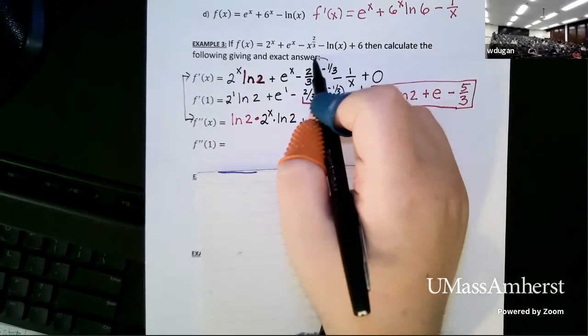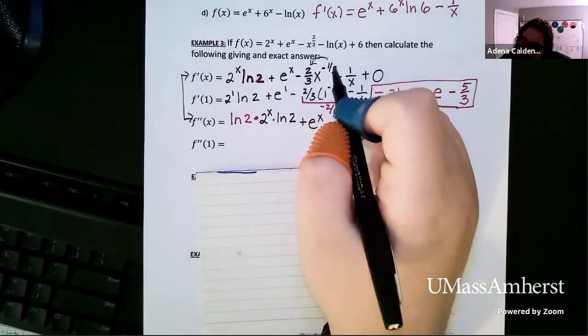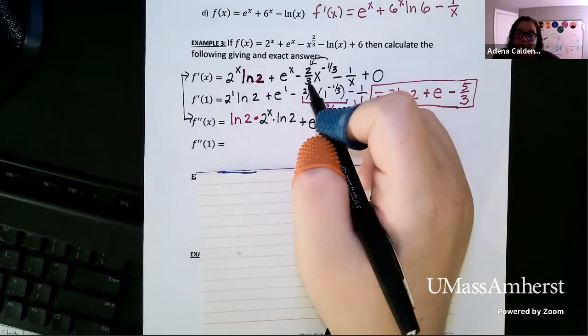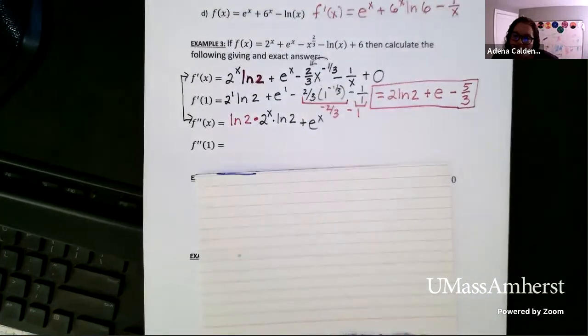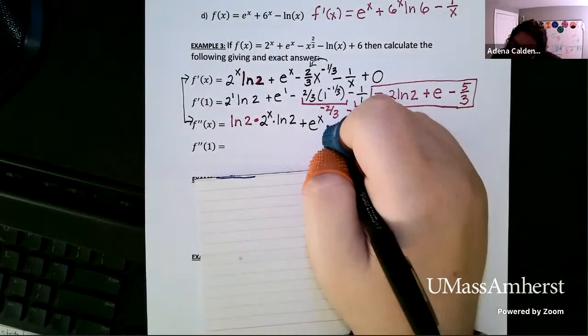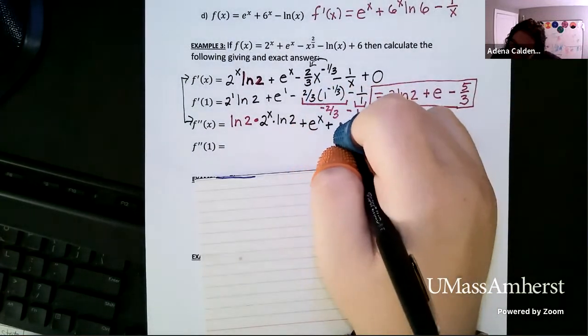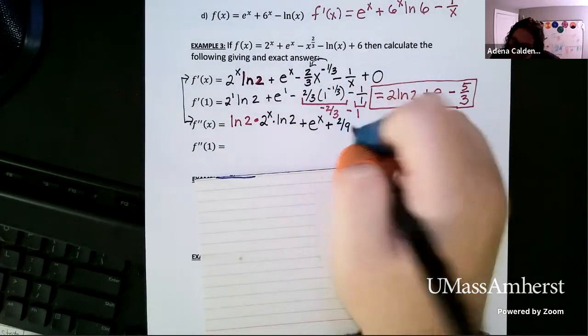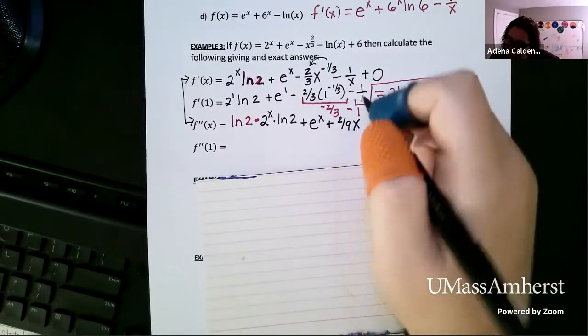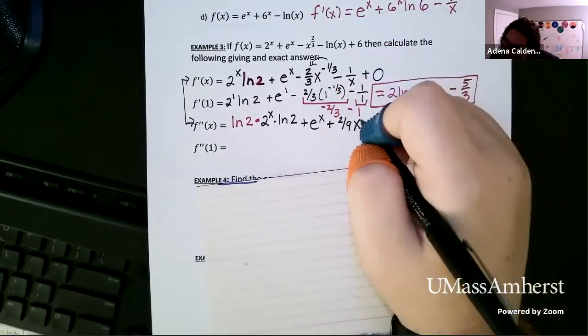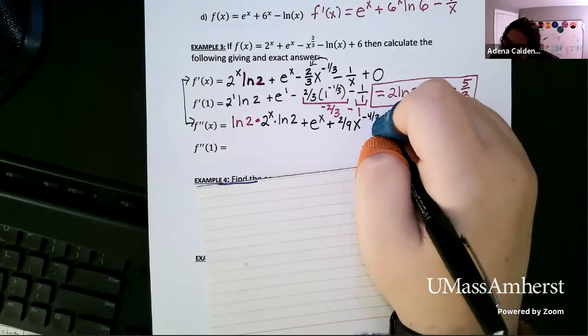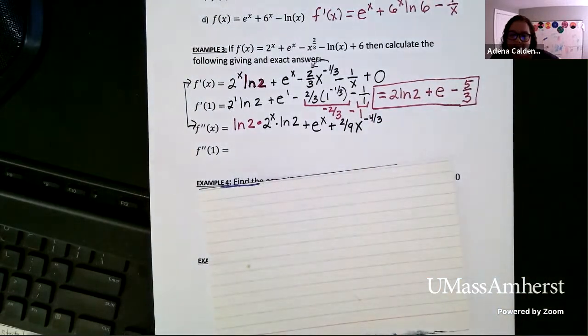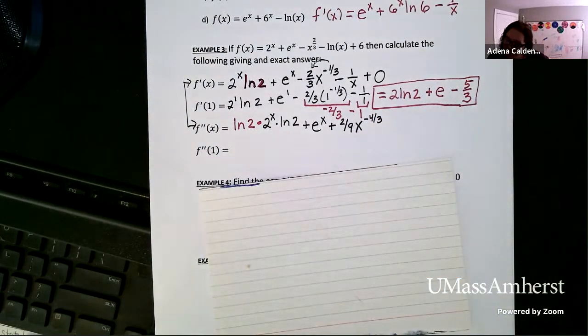And then here I have to do another power rule. So here I have a negative 1/3 that's going to come down and multiply this minus 2/3. The negatives are going to cancel, and I get plus 2/9 x, and then I have to subtract 1 from the power, so to the minus 4/3. Okay, so be careful with your fractions here.